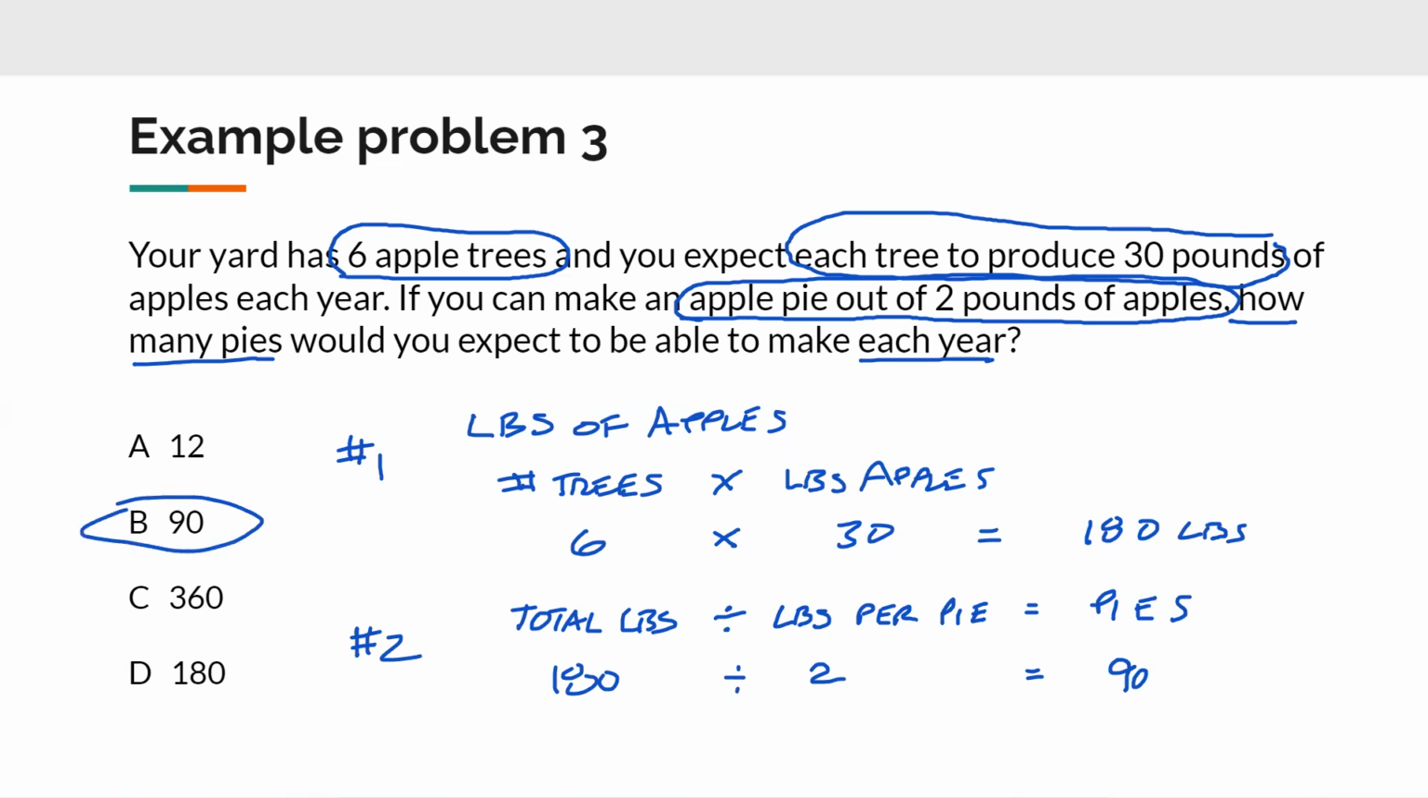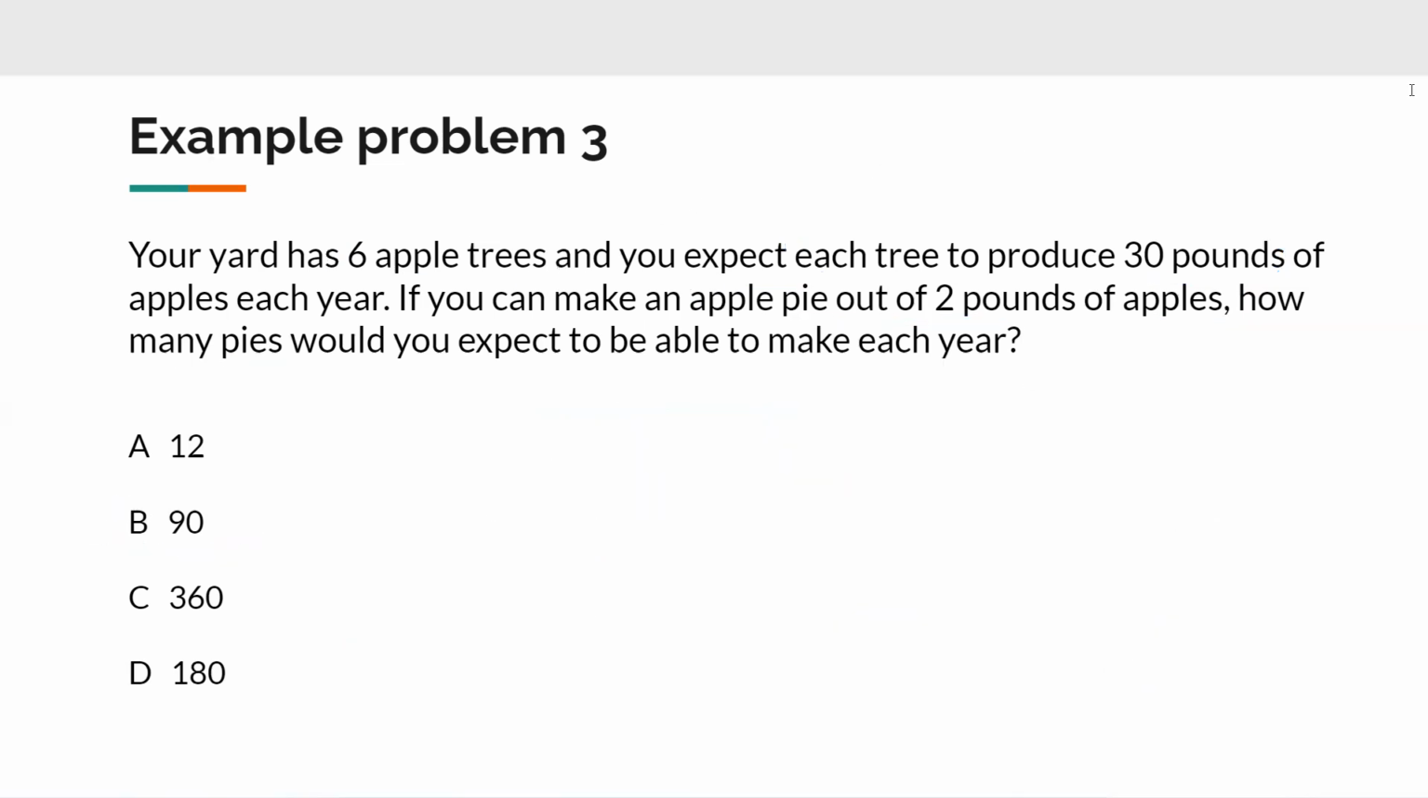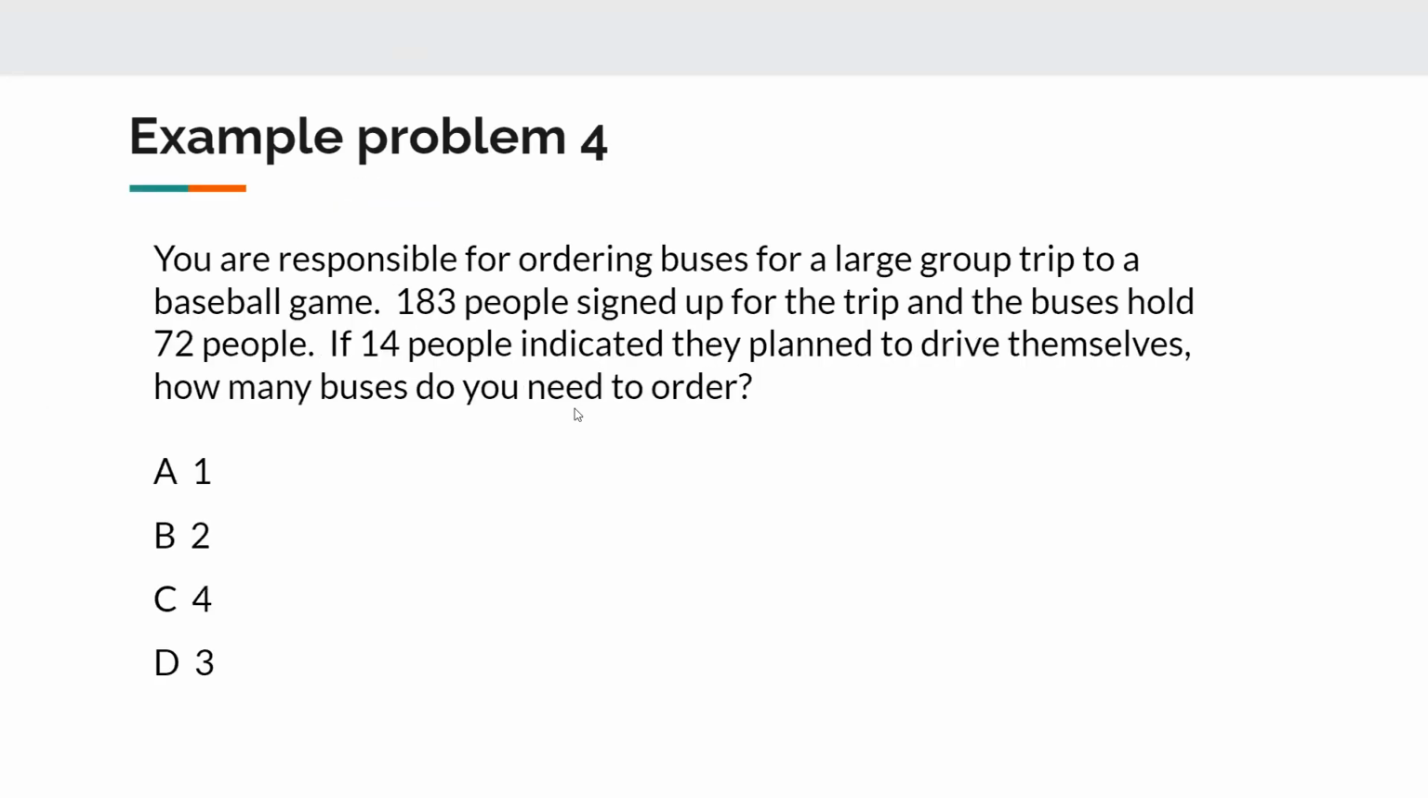All right, one more problem. You're responsible for ordering buses for a large group trip to a baseball game. 183 people sign up for the trip, and the buses hold 72 people. If 14 people indicated they plan to drive themselves, how many buses do you need to order? How many buses?